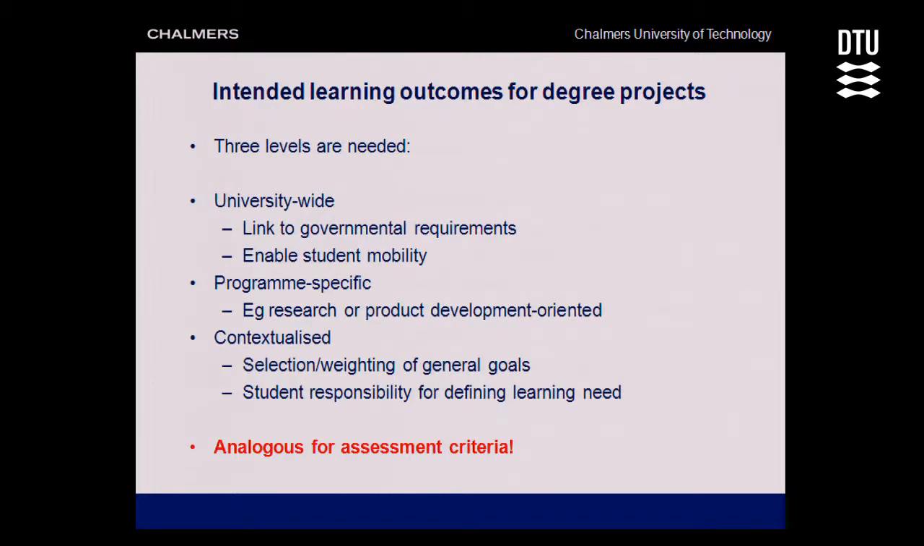But you can also say that there should be program-specific ones. Some master programs would be more research-oriented and have higher requirements on that. Others might be more product development-oriented and have different intended learning outcomes. And finally, you could say that there should be intended learning outcomes also on the level of the individual projects, contextualized, sort of selecting or weighting of general goals. Maybe for one project there is a goal in design, another in experimentation, a third in simulation.